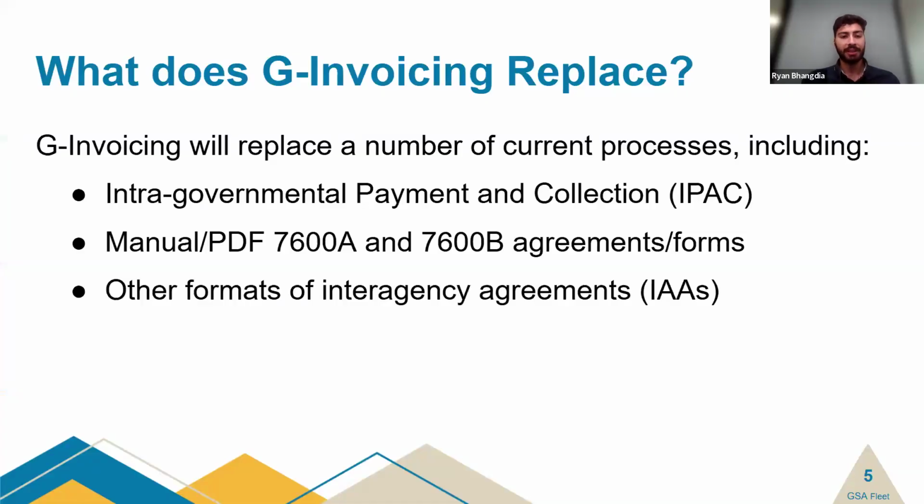And so what does this replace? G-Invoicing is going to replace IPAC as the method for payment and collection of funds. It also replaces manual 7600A and B agreement forms. Historically, GSA Fleet has never required these forms or any interagency agreements for the delivery of fleet services. We have always signed them and will continue to sign them at your request if you have a requirement for these forms. But in the future state of invoicing, these will all be replaced by the GT&C agreements.